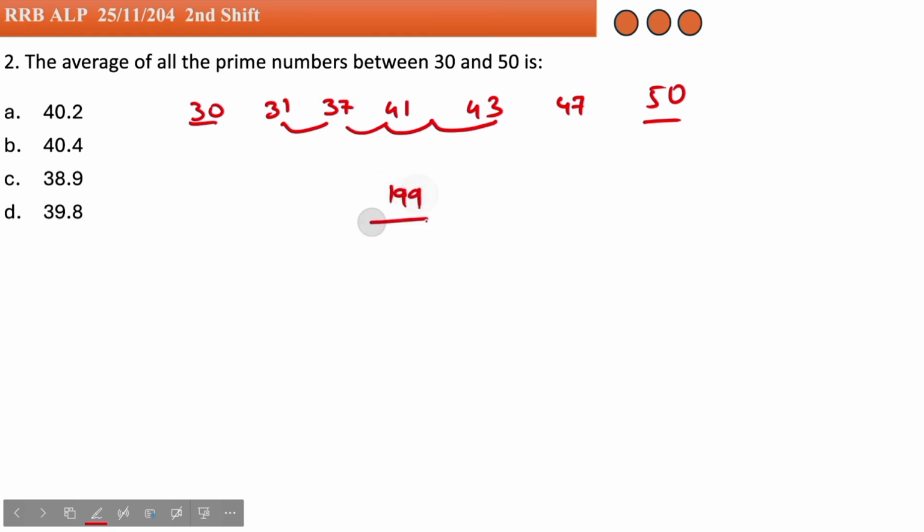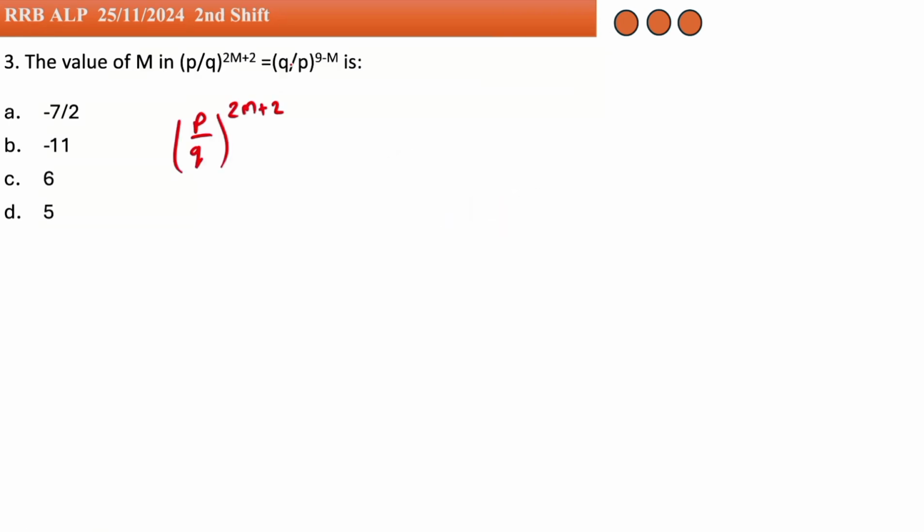So 199 divided by 5 prime numbers. 5 ones, 5 3 is 15, carry 4, 5 9 is 45 and 4 is 49, 5 8 is 40, that is 39.8 is our answer.